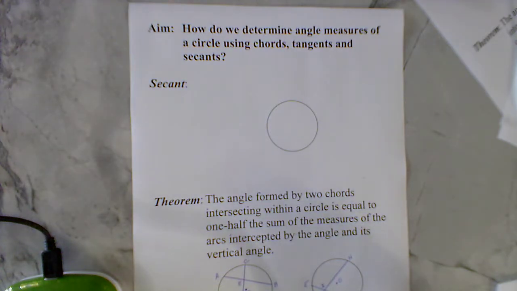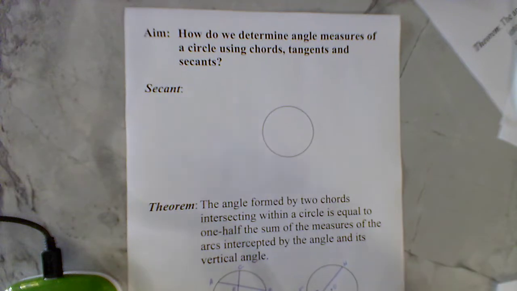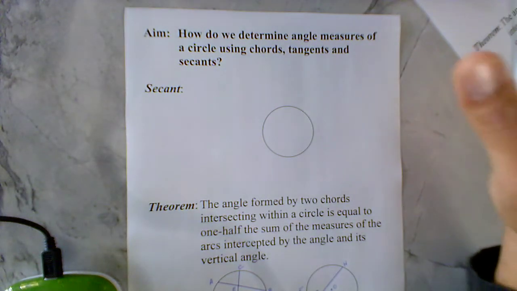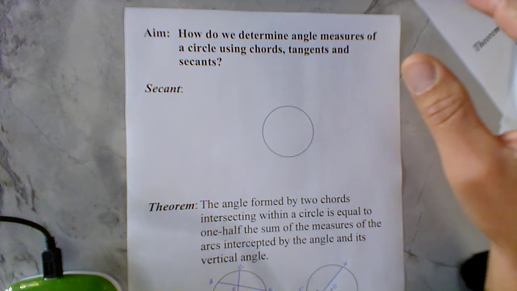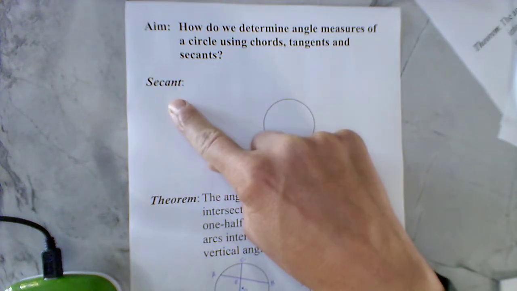So I'm gonna break this week's lessons into 3 videos. As always, go your own pace and make it work for you. So here goes. The aim for this series of lessons is how do we determine angle measures of a circle using chords, tangents, and this new word, secants.